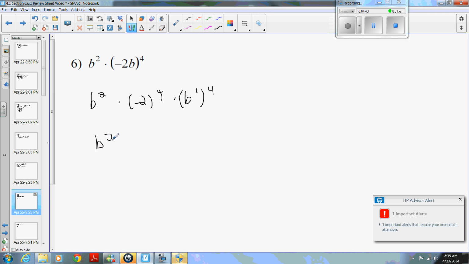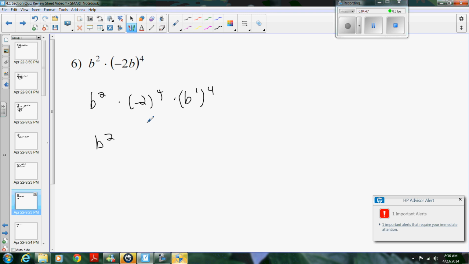My b squared stays. Negative 2 to the fourth power is negative 2 times negative 2 times negative 2 times negative 2, which ends up being positive 16. And b to the first raised to the fourth is b to the fourth. So the final answer, when I combine these b's, 2 plus 4, is 16b to the 6th.